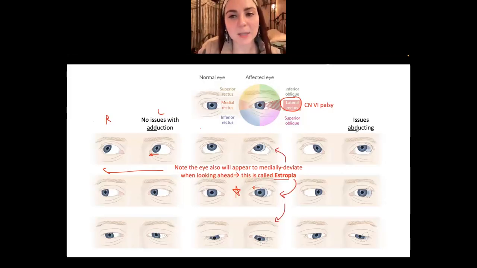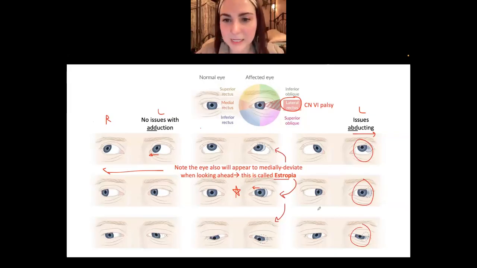Okay. And then if you ask the patient to abduct with the affected eye, the affected eye is going to be on the left side. So if we're looking to the outside left, that's where they can't do it. They can't do it even if they're looking up, looking sideways, or looking down. They cannot abduct. But this eye's fine.